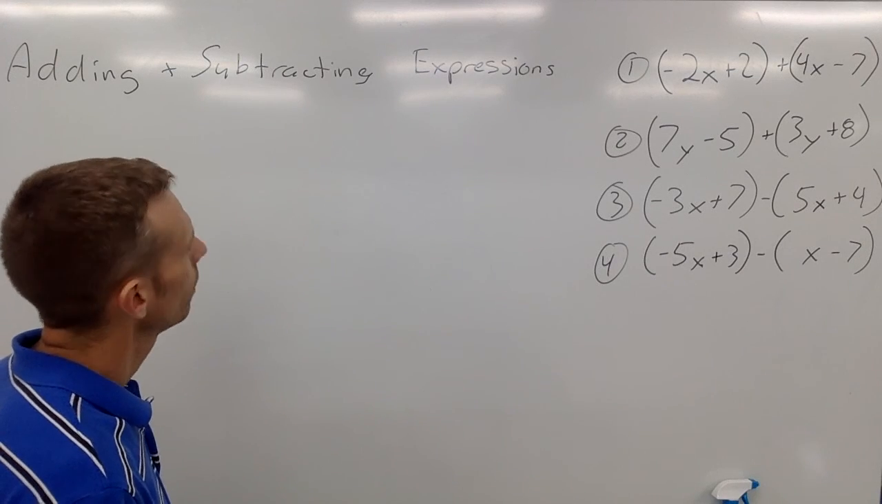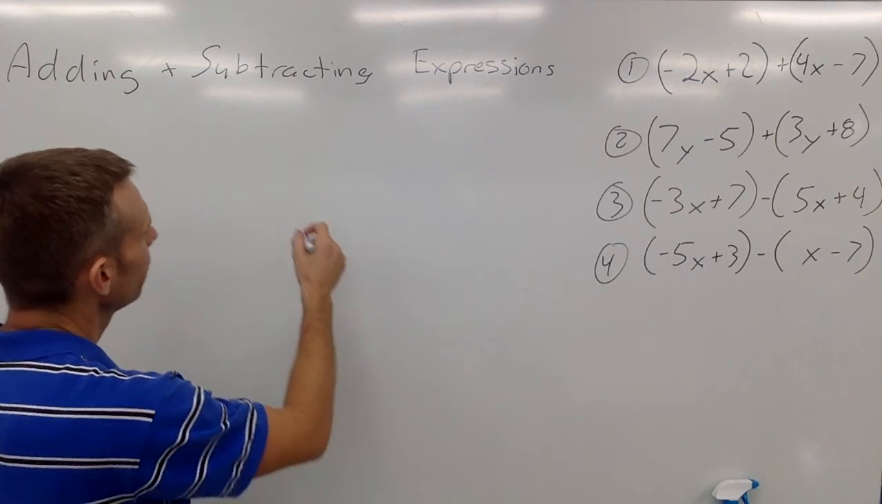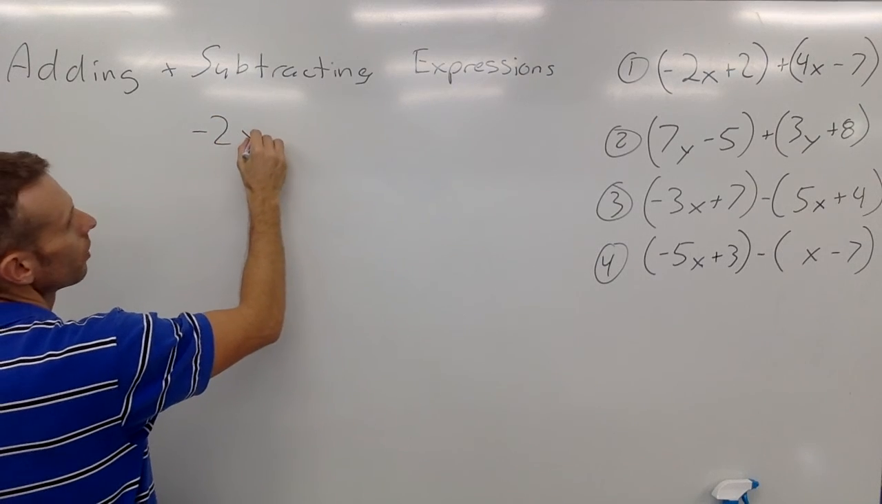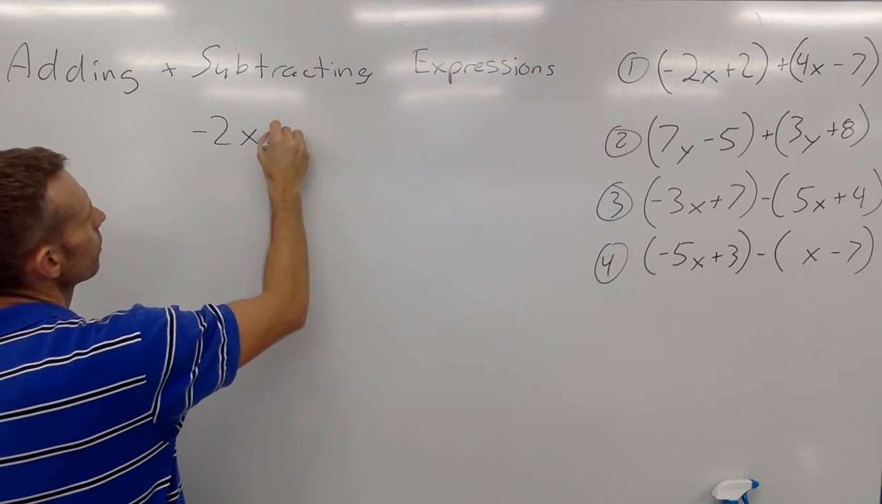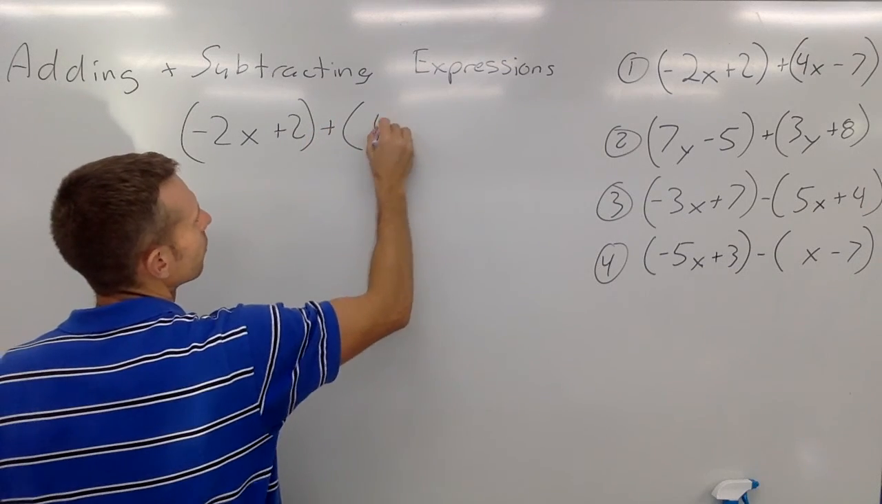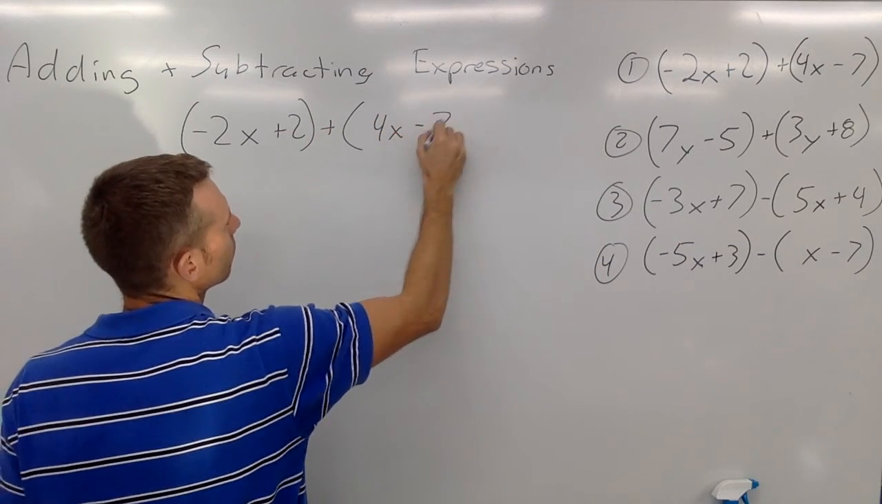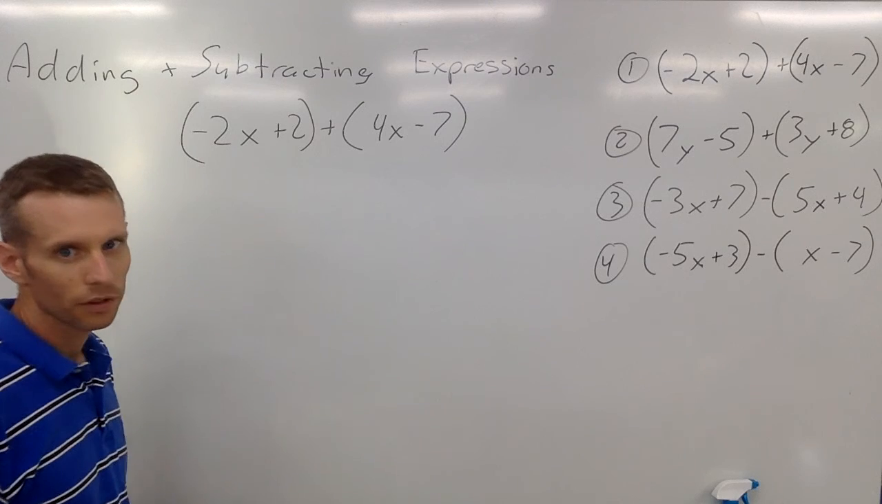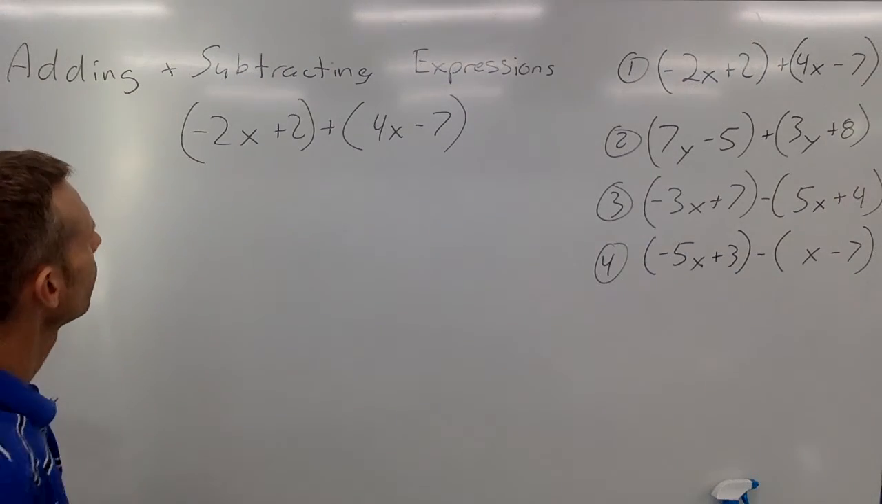Okay, so to start with, I'm going to add these expressions. Negative 2x plus 2 plus 4x, that would be positive 4x, minus 7. Okay?